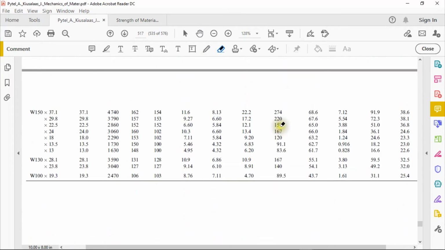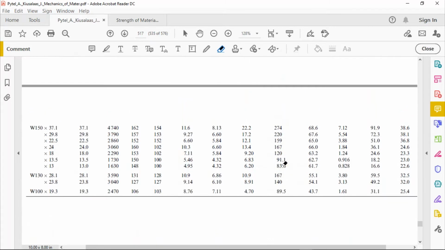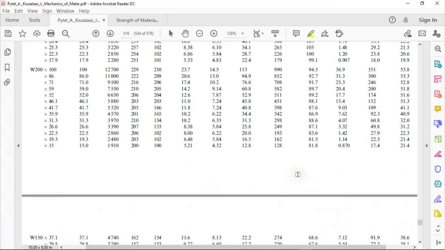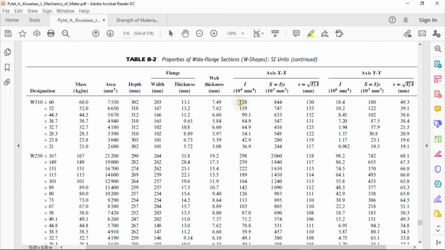So let's start from the bottom. We choose 773. Kung meron bang 773 dito. So dito tayo magtingin. So we look at the section modulus column. Now take note, we use XX here since the orientation of our wide flange here is vertically positioned. Our web here is vertically positioned.